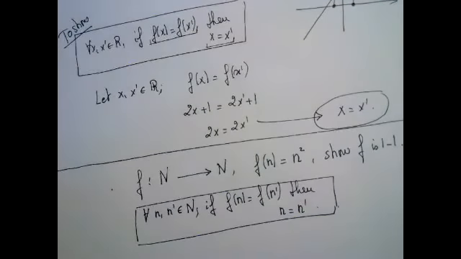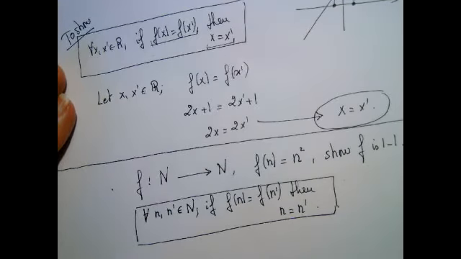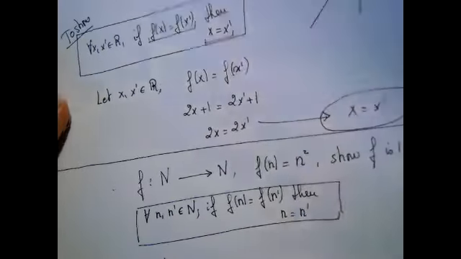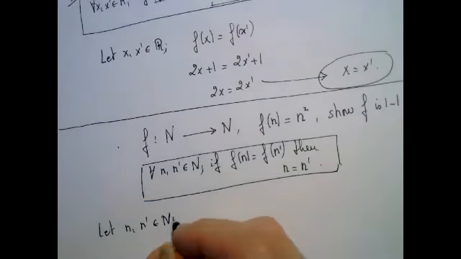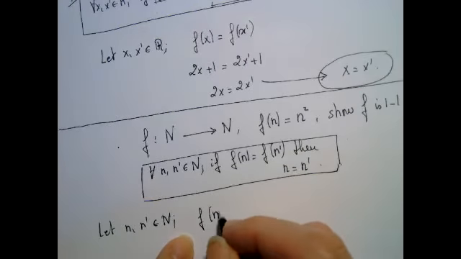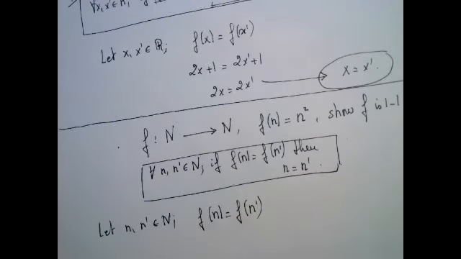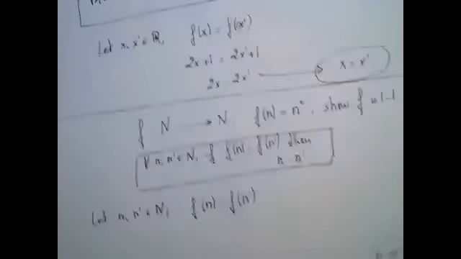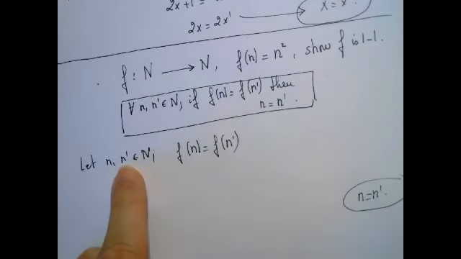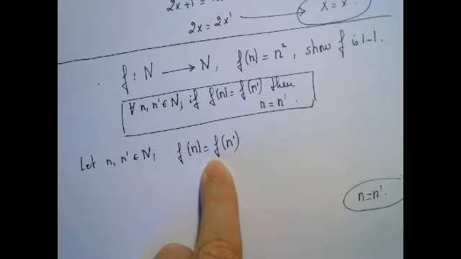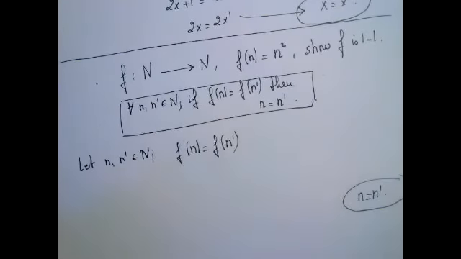So how do we start this proof? This is an if-then statement. We say let n prime be in N, such that f of n equals f of n prime. And my goal is to show n equals n prime at the end. So we take two elements such that f of n equals f of n prime, and I have to show n equals n prime.